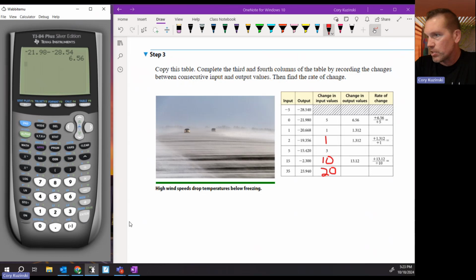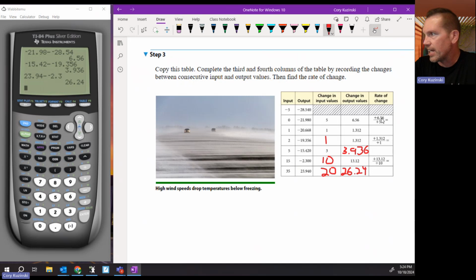So to get this change, I'm going to do -15.42 minus -19.356. That's 3.936. And then this last one, 23.94, and we're going to subtract the -2.3. That's 26.24. There we go.